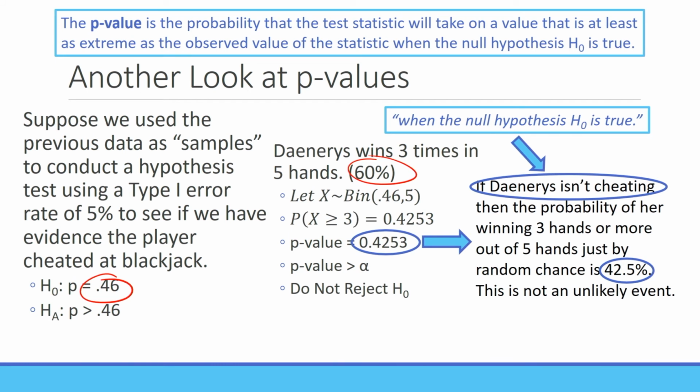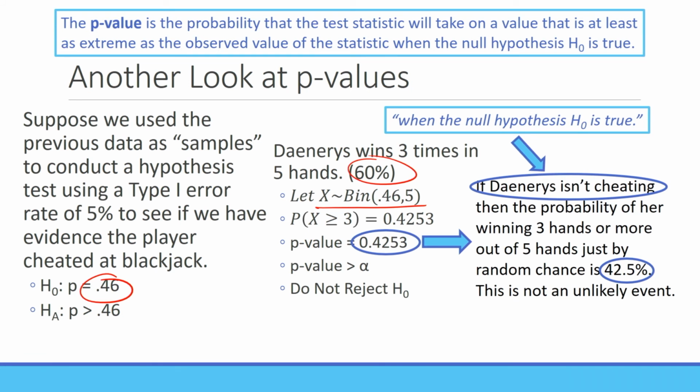Now, you'll notice with the previous examples, I actually went through and did the hypothesis test. I found the z-value. From that, found the p-value. Here, we're using the binomial distribution. Probability of success being 46%. 5 hands, so that's our number of trials.